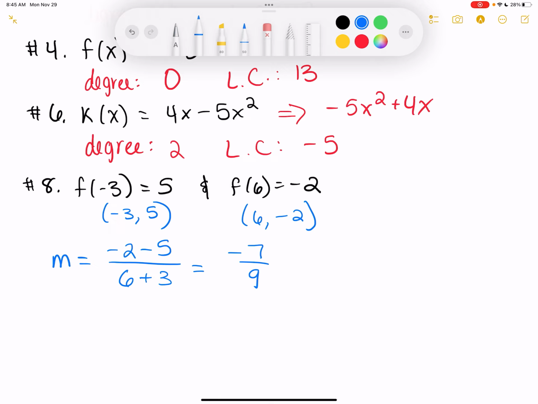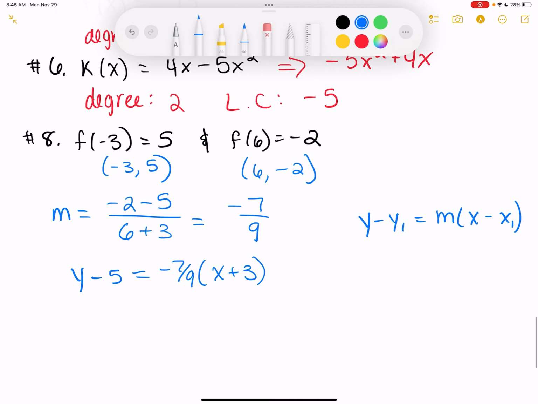So then, remember, point slope is y minus y1 is equal to m times x minus x1. So I'm going to be filling that in. And it doesn't matter which point you choose, just make sure, like, if you decide you're doing -3, 5, that you stick with that one the whole time. Don't switch to the other one. So y minus 5 is equal to -7/9 times x minus a -3, so plus 3.